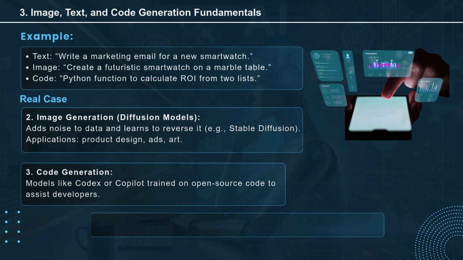This slide shows practical examples of what generative models can do with text, images, and code. Text example: generating marketing emails or written content instantly. Image example: creating product visuals like a smartwatch using diffusion models. Code example: generating useful functions such as a Python script to calculate ROI. The real cases highlight how image and code generation are used in fields like product design, advertising, and software development.